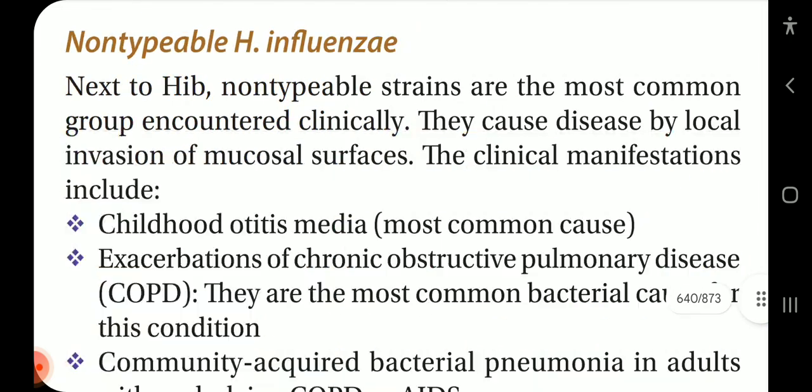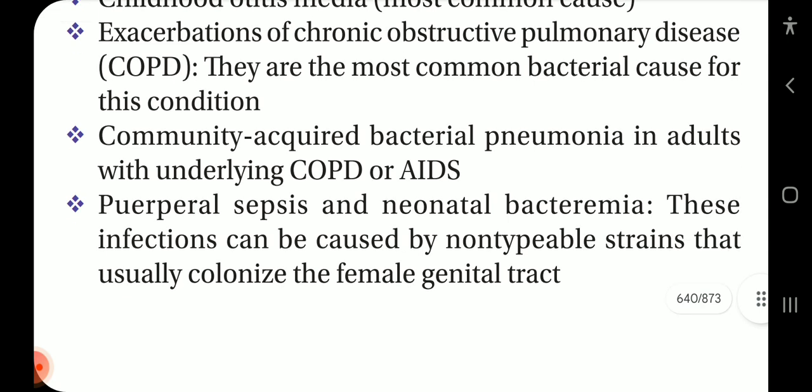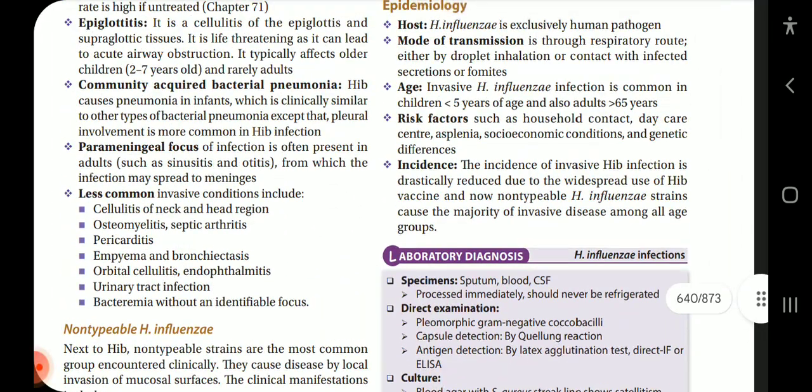Non-typable Haemophilus influenzae. Next to HIB, non-typable strains are the most common group encountered clinically. They cause disease by local invasion of mucosal surfaces. The clinical manifestations include childhood otitis media, most common cause, and exacerbations of chronic obstructive pulmonary disease (COPD). They are the most common bacterial cause for the condition. Community acquired bacterial pneumonia in adults with underlying COPD or AIDS. Puerperal sepsis and neonatal bacteremia. These infections can be caused by non-typable strains that usually colonize the female genital tract.